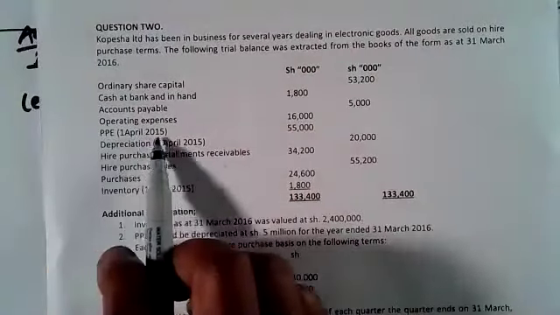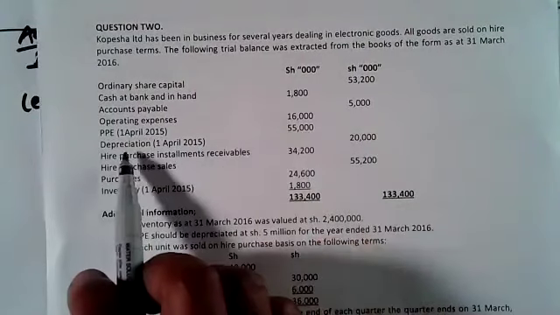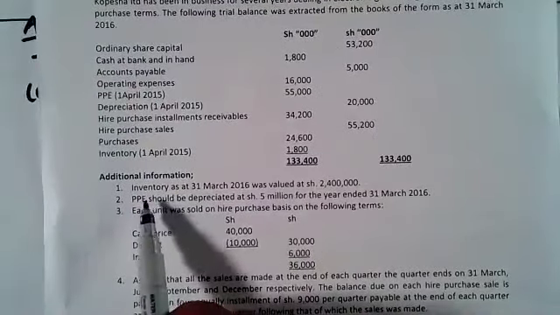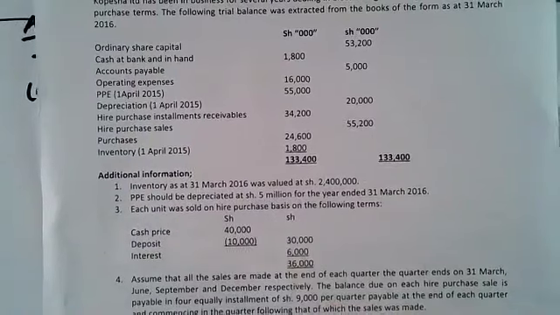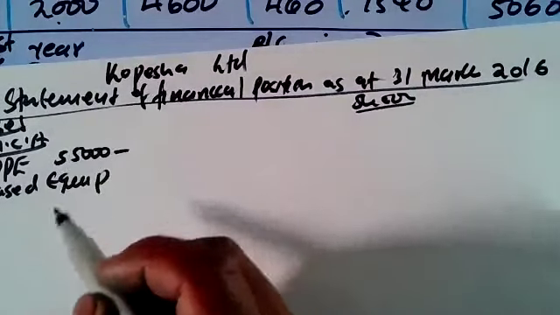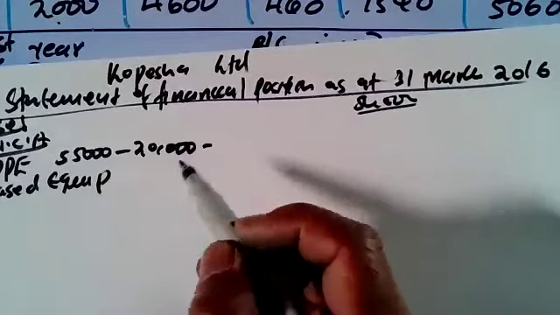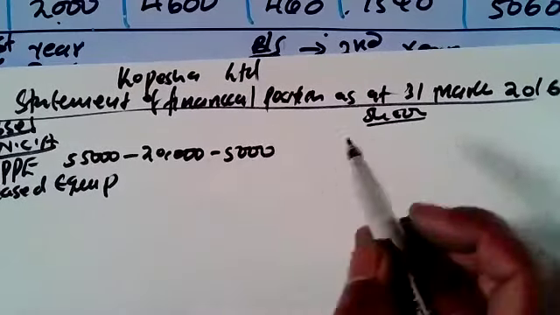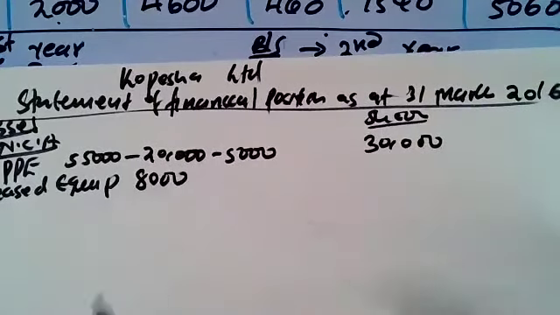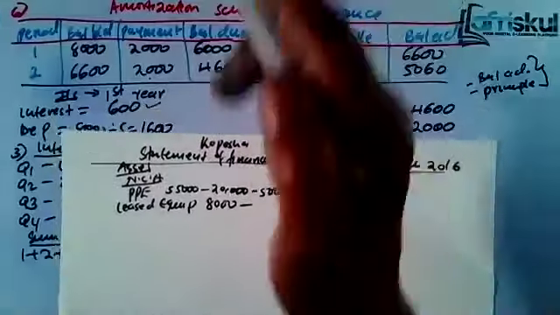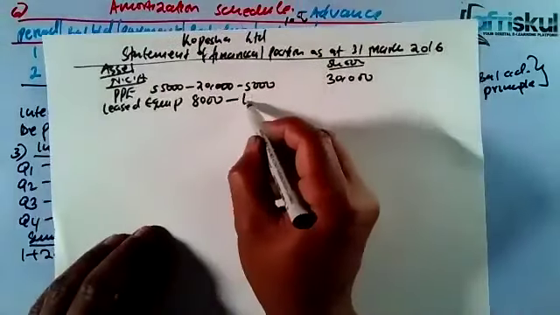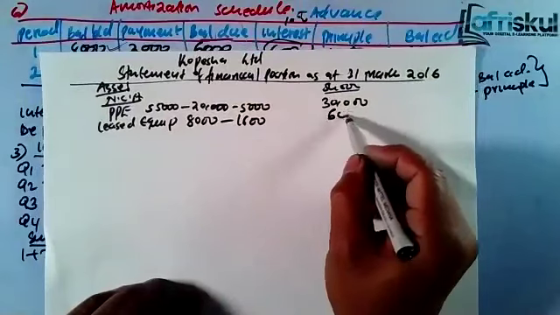We had PPE, 1st April 2015 was 55,000. Then there was depreciation as at 1st April 2015 was 20,000. And note number 2, PPE should be depreciated at 5 million. So itakuwa, PPE was 55,000, had accumulated depreciation of 20,000, and number 2, we have depreciation for the year of 5. So itabakia 30,000. Leased equipment, the value was 8 million. Then, ni hii, the balance brought down, and then it depreciated by 1,600. You minus the 1,600. By that, you'll get 64.